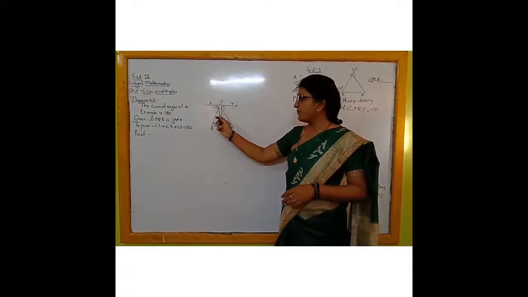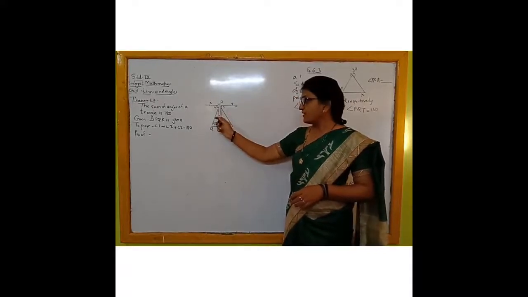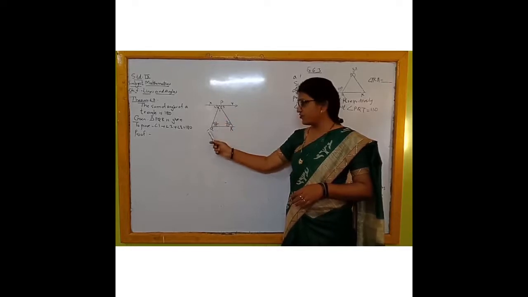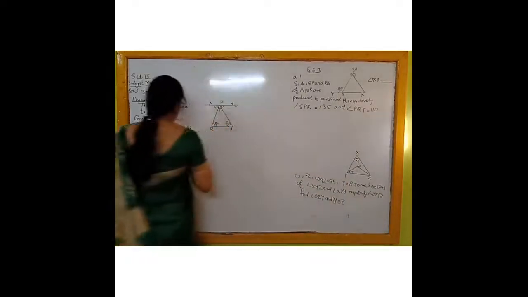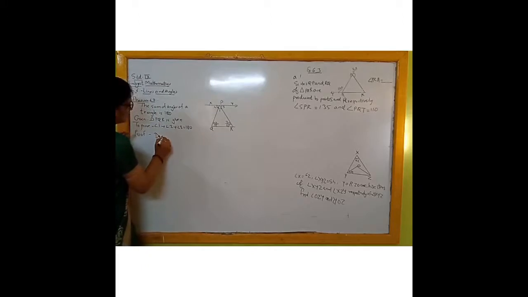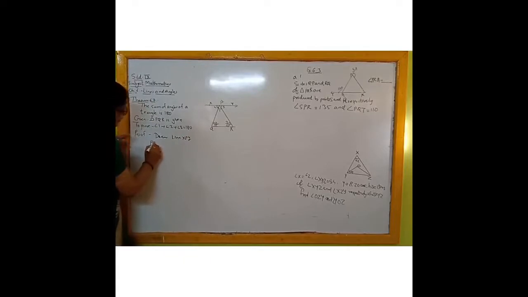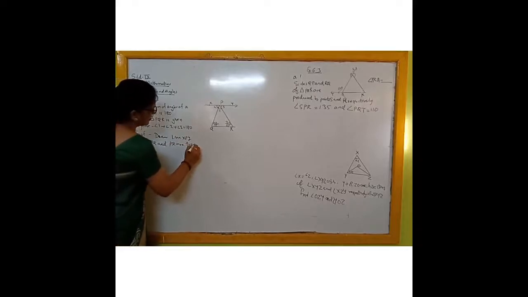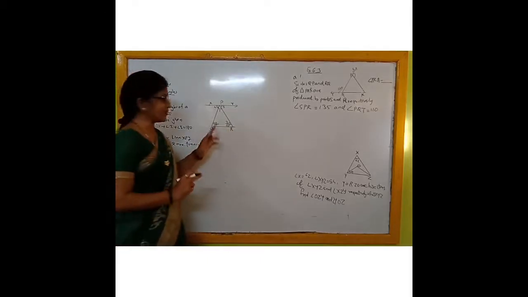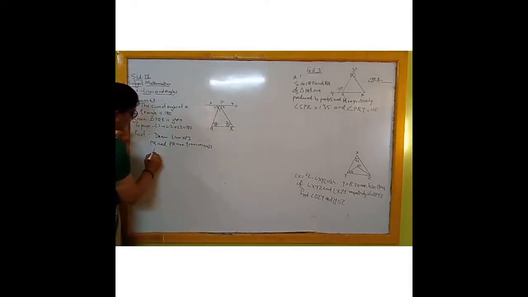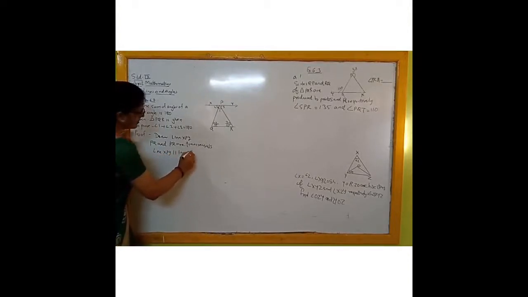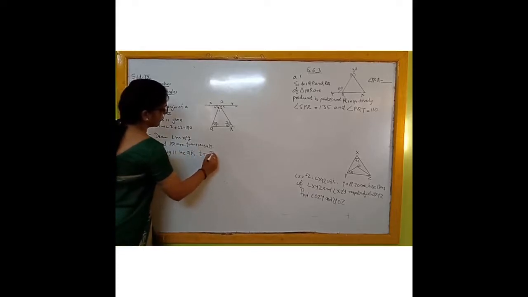Now we will draw the line parallel to QR passing through P. We will draw the line XY passing through P which is parallel to QR. Now what we will do? Draw line XPY. Now PQ and PR are the transversals. So let us consider line XPY parallel to line QR, and the transversal here is PQ.